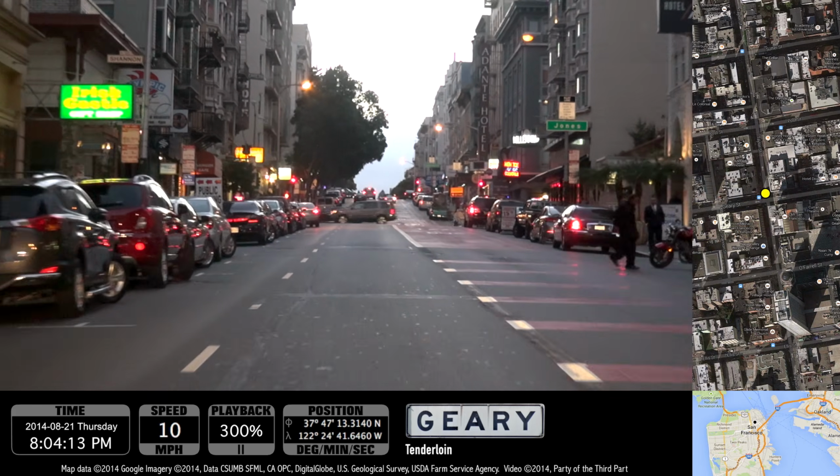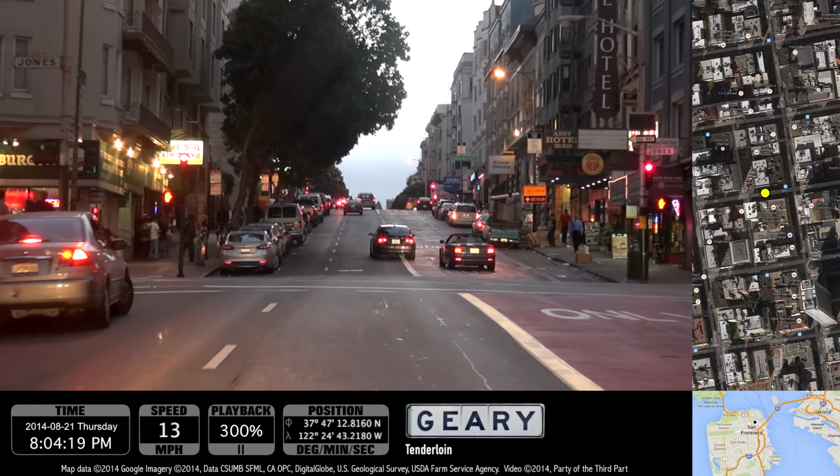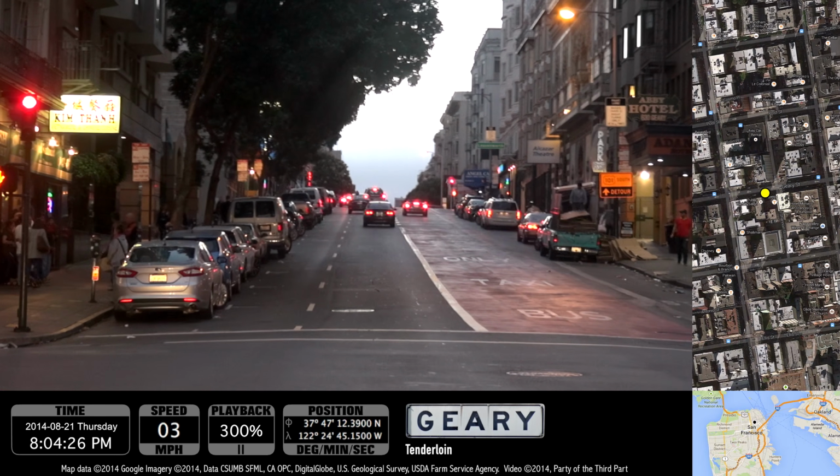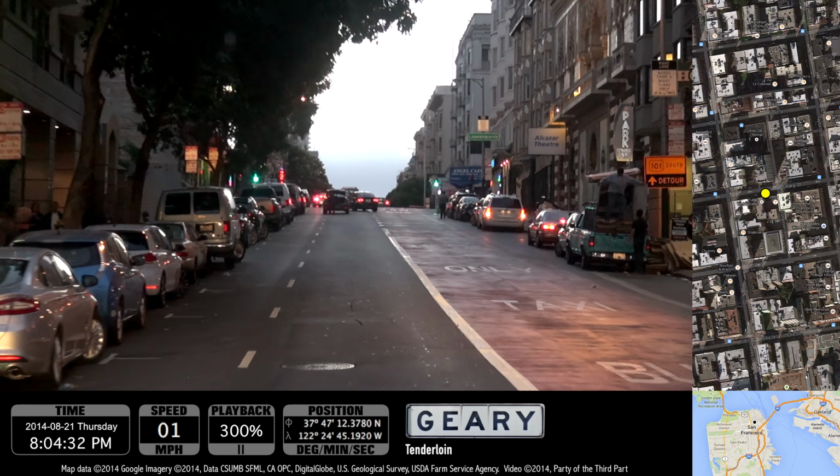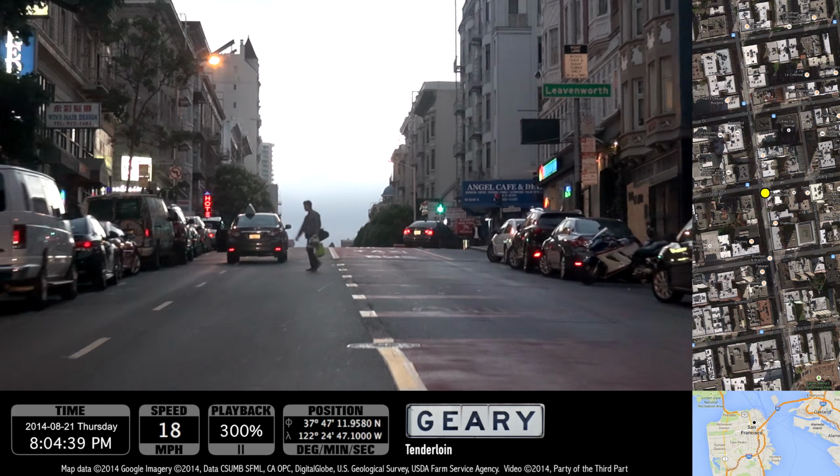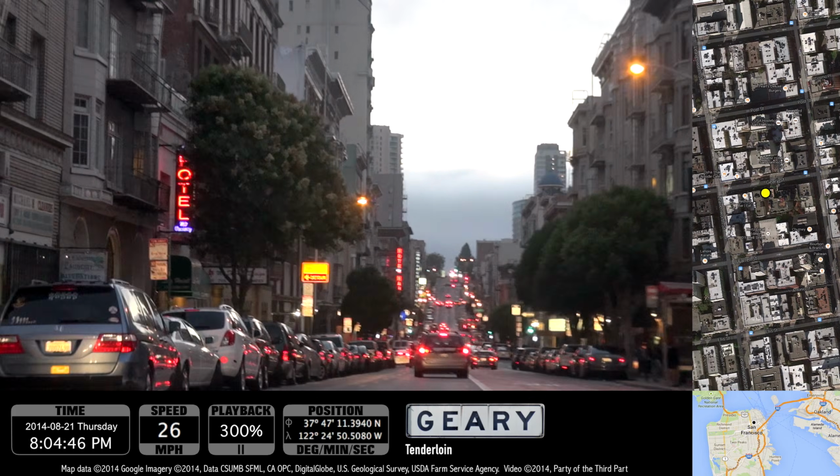We're heading back through the Tenderloin here, continuing on up Geary Street. These red lanes to the right are supposed to be for buses and taxis only, but I think this is one of the most disregarded traffic laws ever.